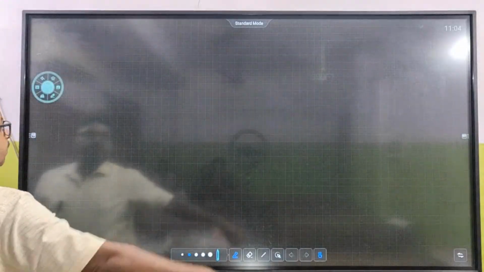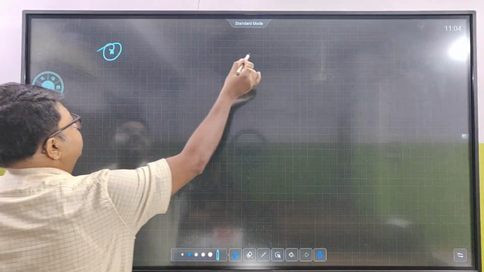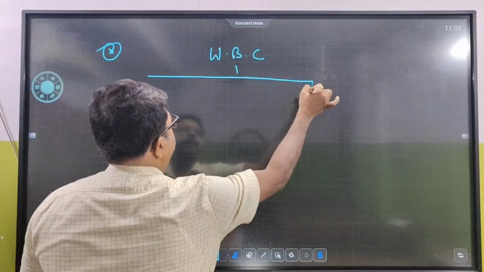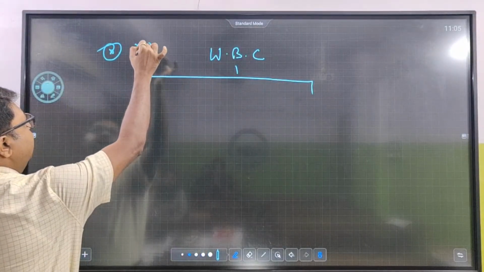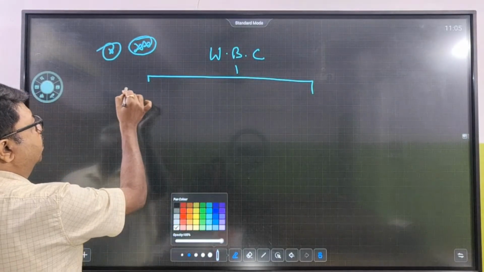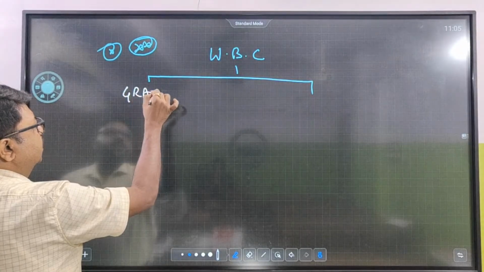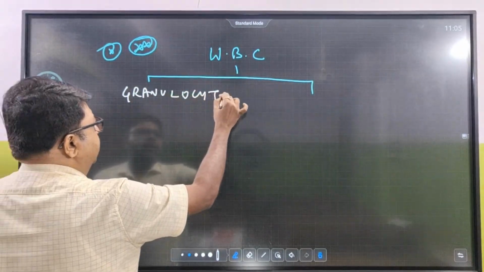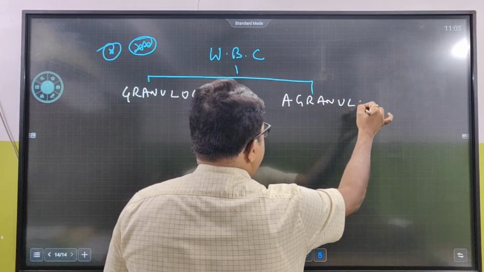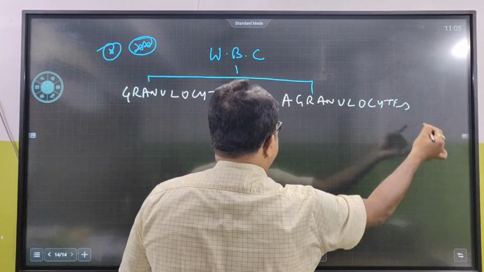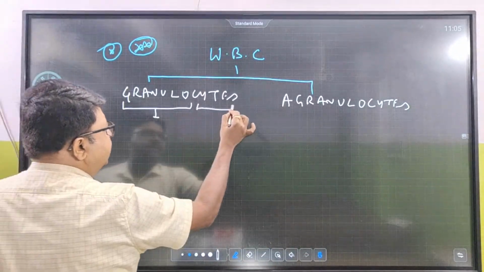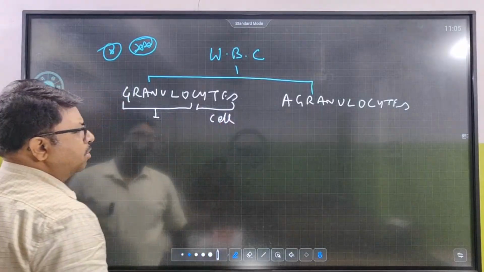Now, WBC are of two types. This is a star point, because you can expect questions from this area. One is called granulocytes, and the other is called agranulocytes. So what are granulocytes? Granules present inside cells are granulocytes.